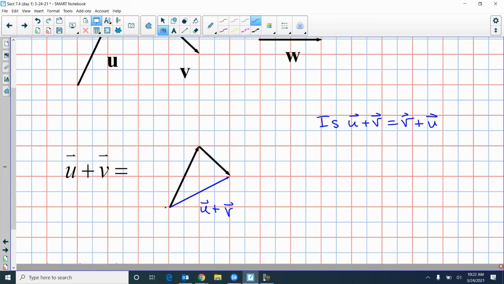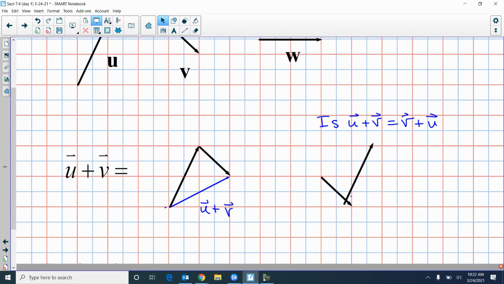Okay. Now in regular math, adding numbers, yes. 2 plus 3 is the same as 3 plus 2. 5 plus 3 is the same as 3 plus 5. All right, take a look at vectors. It should look different because you're going to start with V. So if I start with V, that's my first vector. From the terminal point of there, I'm going to draw U.